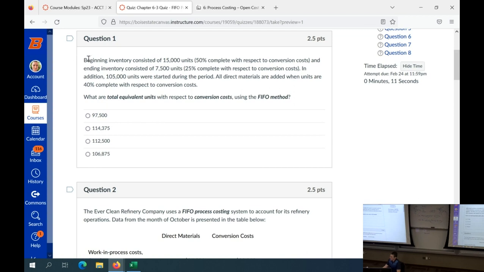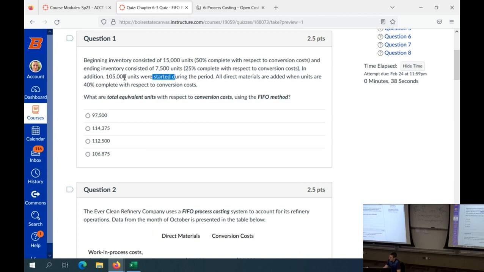Okay, so here we have a TEU question, total equivalent units. That's what TEU stands for. And it's asking with respect to conversion costs. So we're going to focus on conversion costs, just one class of costs, using FIFO. So beginning inventory consisted of 15,000 units, and they're 50% complete with respect to conversion costs. Ending inventory is 7,500 units, and they're 25% complete with respect to conversion costs.